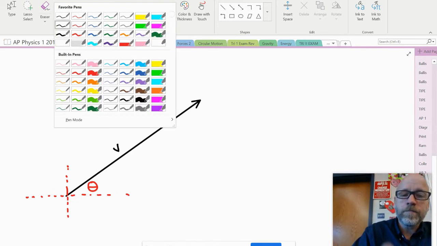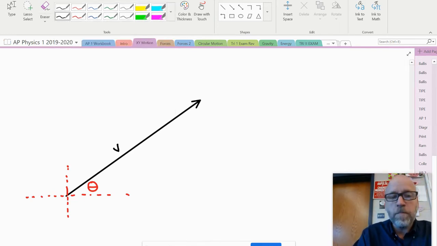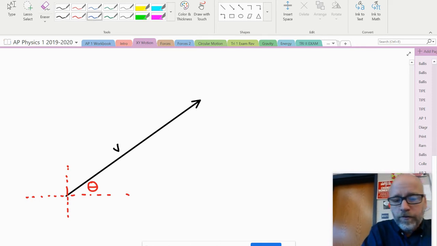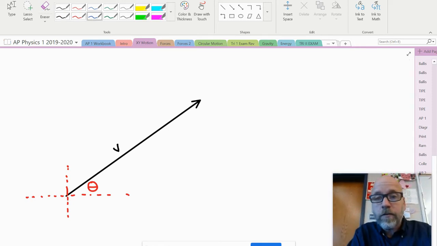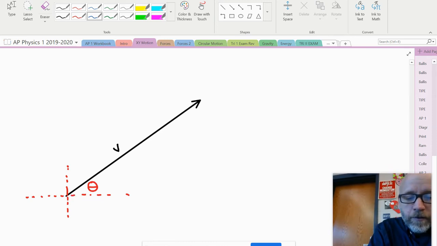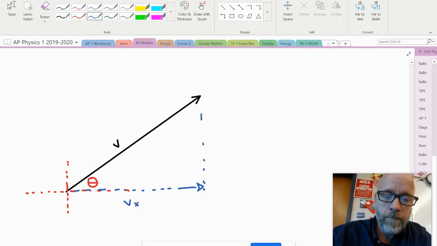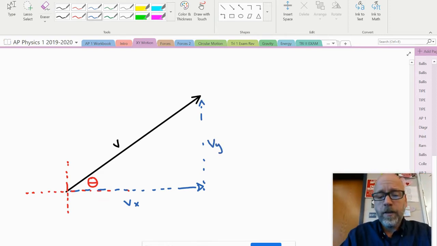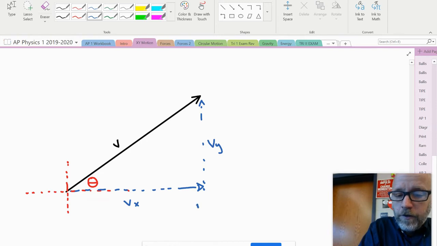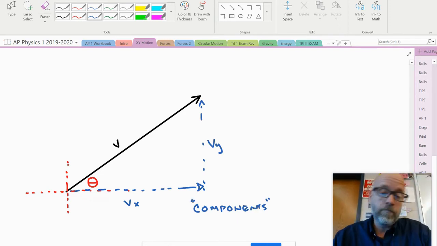So here it goes. To take that vector v and break it up into components, what I'm going to do is focus on just the x and the y components of that vector. So I can go ahead and label this Vx and this Vy. These are known as the components. They're what add together to give us the resultant, which is actually the actual velocity.